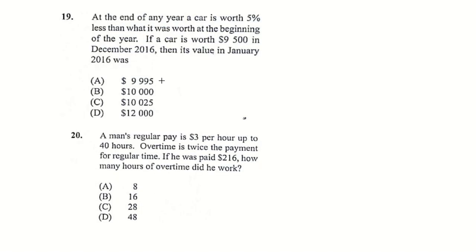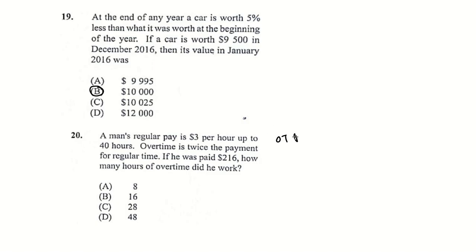For this one, at the end of the year, we did this question already. At the beginning of January was 10,000. A man is regularly paid $3 per hour up to 40 hours. Overtime is paid twice, so he's paid $6 an hour. If he's paid $216, how many hours of overtime did he do?